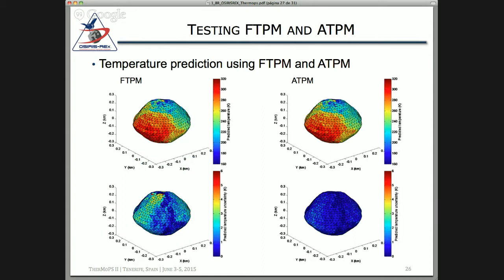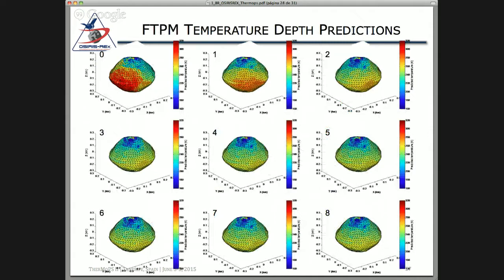And then we can also predict the temperature at different depths, but this is given in thermal skin depths, which would need to be converted to a more physical unit by making assumptions on the thermal conductivity and heat capacity.